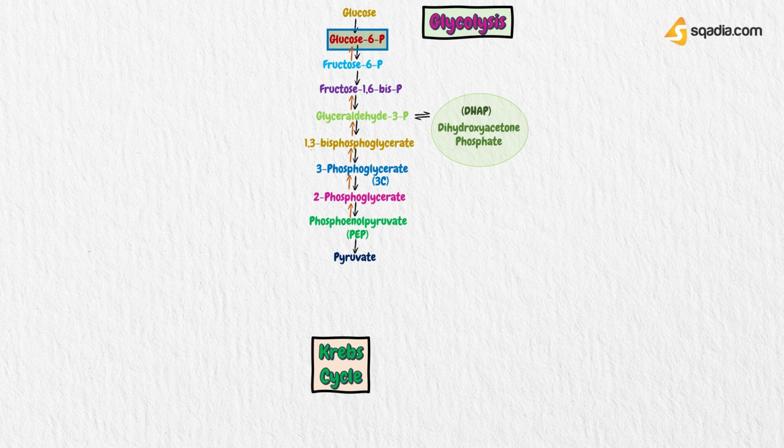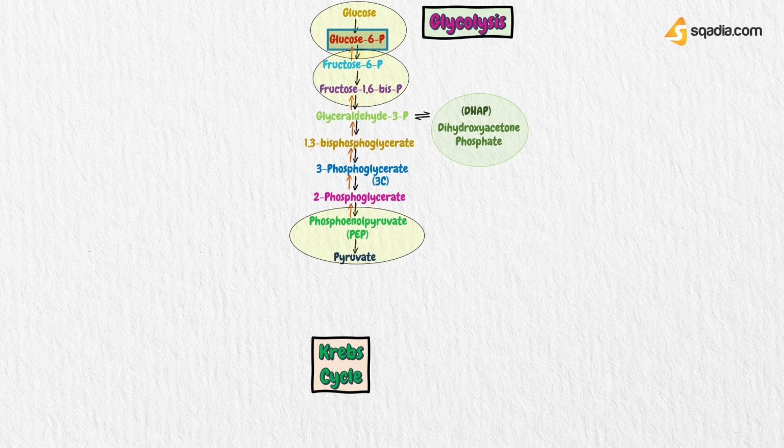Now gluconeogenesis means this pyruvate will be converted back into glucose, but it will not be following the same pathway of glycolysis. Why is that? Because, as you can see here, there are 3 points where this glycolysis is irreversible. For the process of gluconeogenesis, this reaction must pass these 3 steps, which are irreversible.